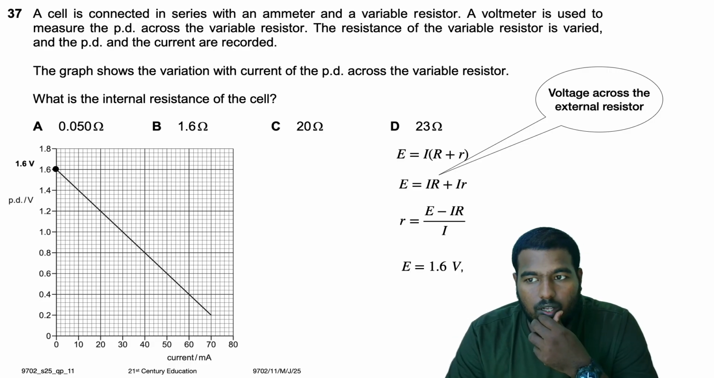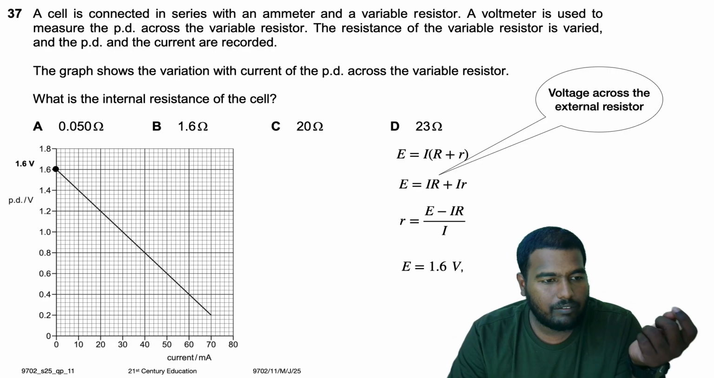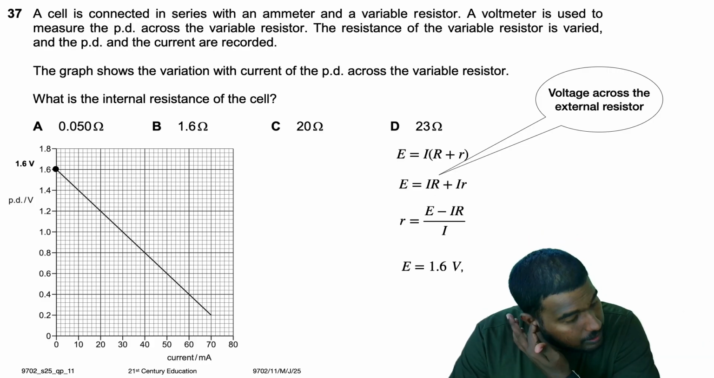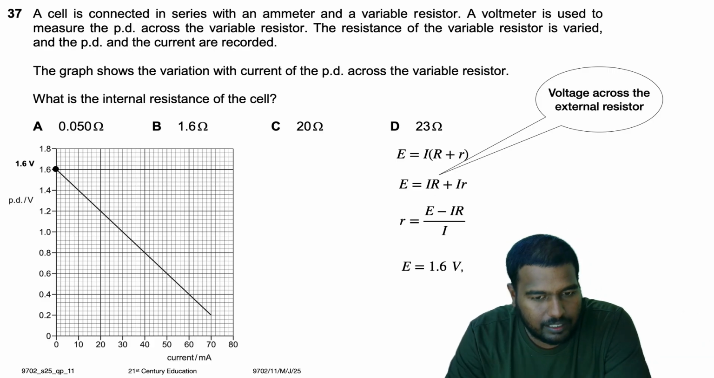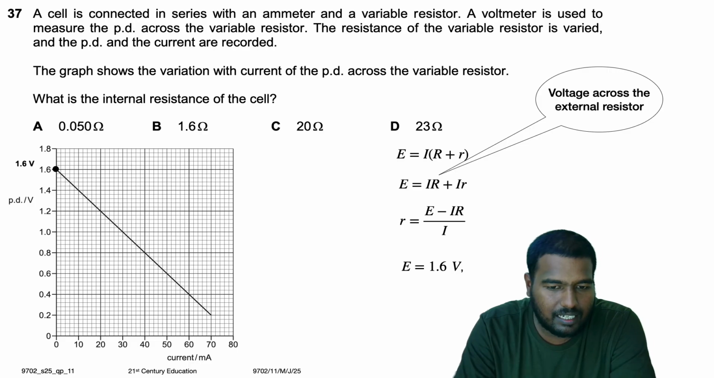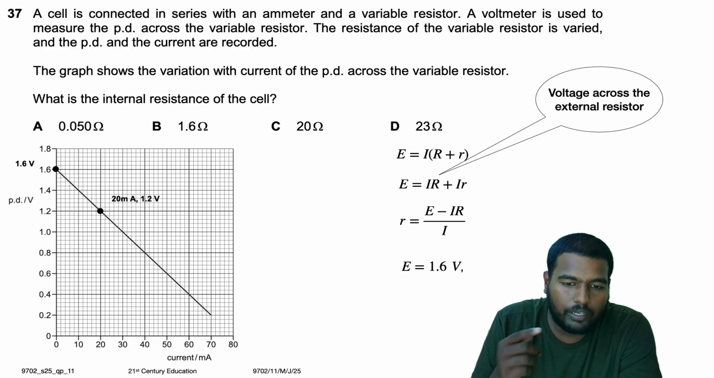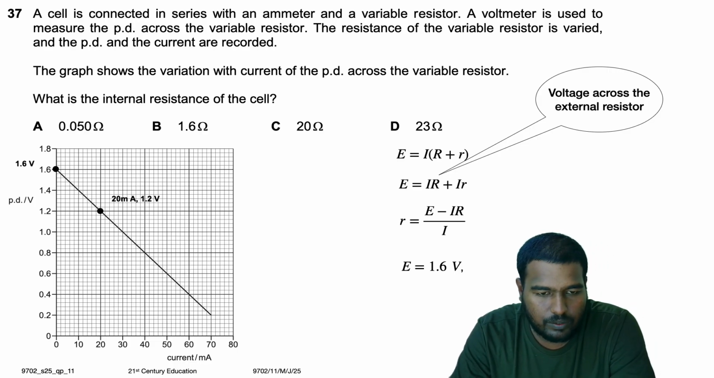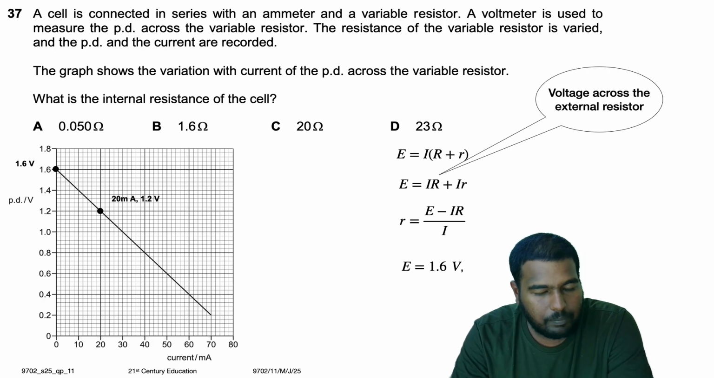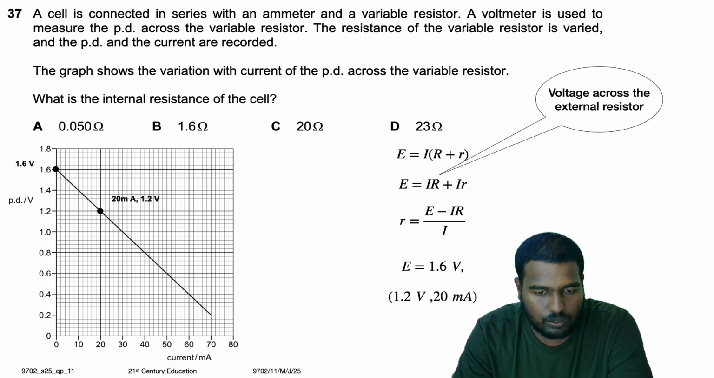So we can take any one point from the graph, so we can get the capital IR, that is the voltage across the external resistor. So I'm going to take this point, 20 milliampere when there is 1.2 volt in the external resistor. So capital IR is 1.2 volt and the capital I is 20 milliampere. So this is from the graph. You can take any point actually.